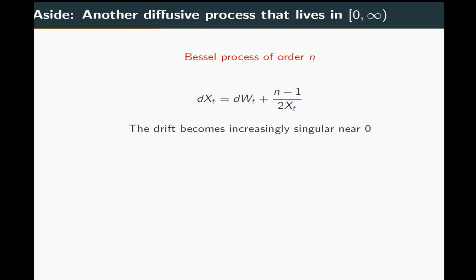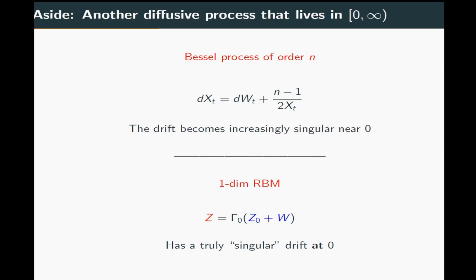But a related process, which we saw in the open question session as well, is of course a Bessel process of order n, because it is also constrained to live in the positive half-line, and its drift becomes increasingly singular near 0. I just want to make some analogy. Of course, I'm using singular in the loose way, meaning an unbounded kind of drift, rather than singular in the measure theoretic way. It used to bother me a lot, but now I'm continuing to do that. So I don't mean singular in that sense, I mean sort of unbounded drift.